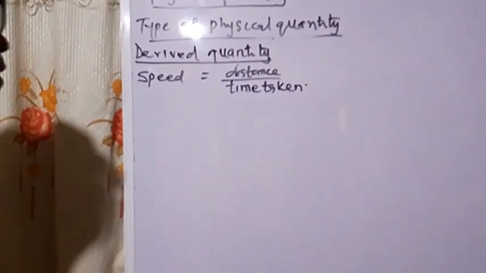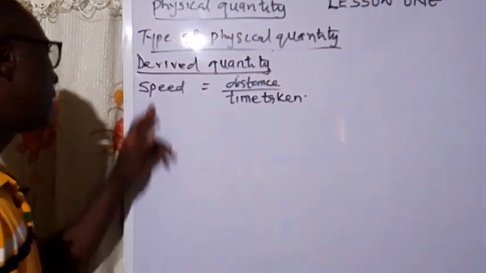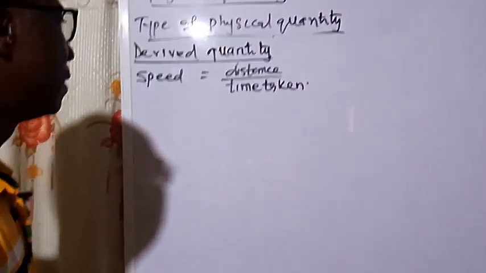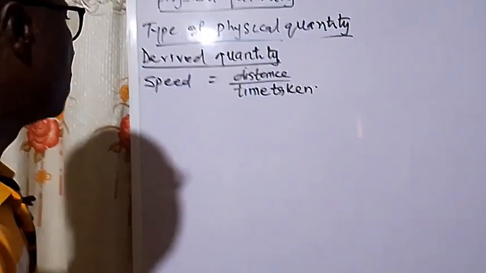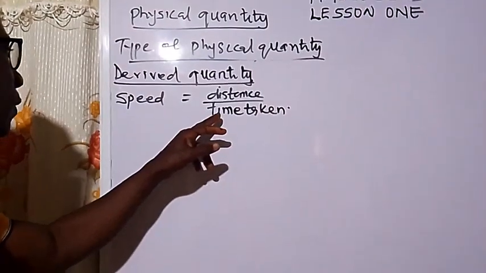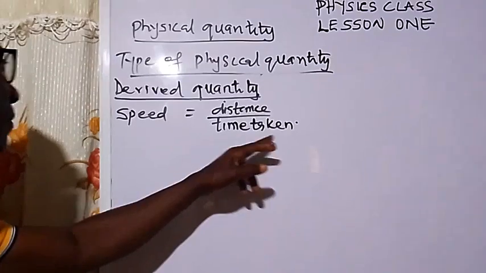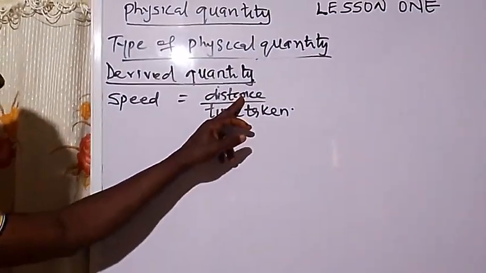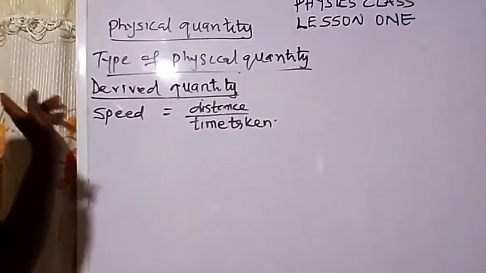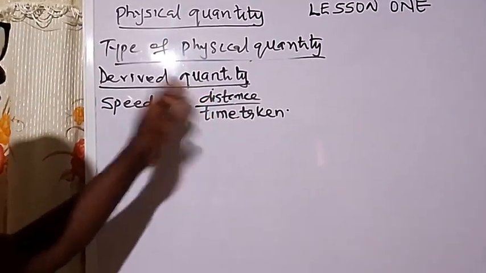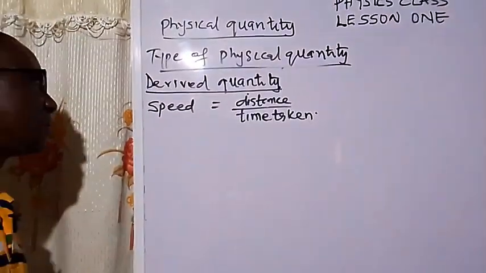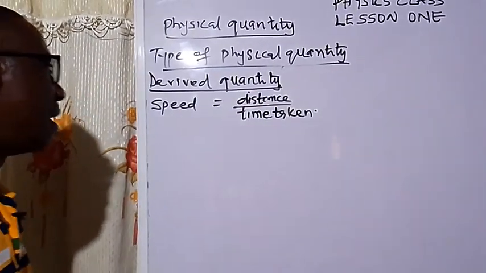As I said, a typical example of derived quantity is speed. Speed is distance over time taken. Now, under the definition of derived quantity, you can say that speed is formed from distance and time taken. Distance also is fundamental, but its own fundamental is under length, while time is also fundamental. So speed is formed from two fundamental quantities, which are distance and time.